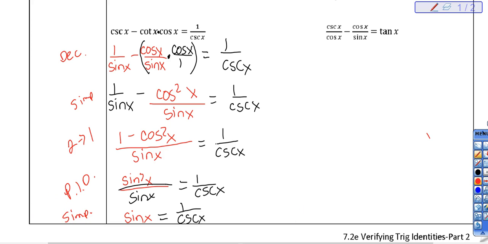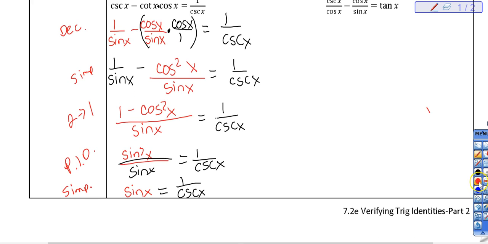And last, what will we apply? What trig identity will we apply? We got reciprocal, quotient, or Pythagorean? Reciprocal. So recip ID, and I don't know, that's just RID. RID, reciprocal ID. 1 over cosecant x equals 1 over cosecant x. Good job. Got questions?